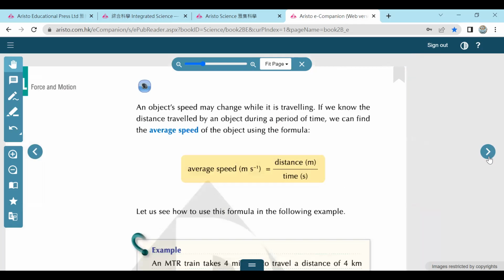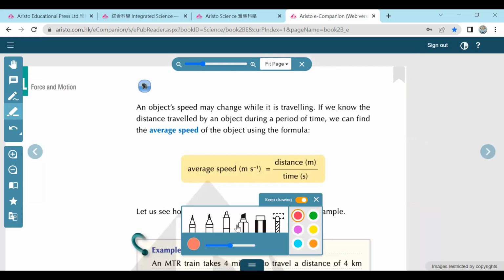Okay, so turn to the next page. An object's speed may change while it is traveling. If we know the distance traveled by an object during a period of time, we can find the average speed of the object using the formula below. OK， 咁我哋就話啦，其實咧一個 object 咧就佢嘅速度咧就有機會轉動，當佢喺度 travel 行緊嘅時候。咁如果我哋就知道當個距離咧，我哋就要揾出佢嘅平均速率。咁平均速率點揾咧？就係 distance time 就係距離除時間 distance over time. Okay, this one is important. Remember it.